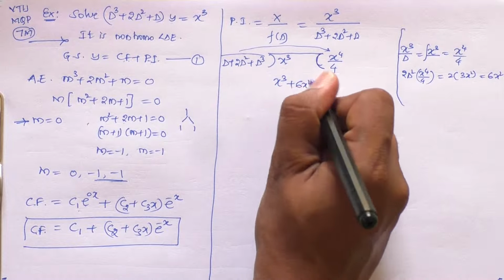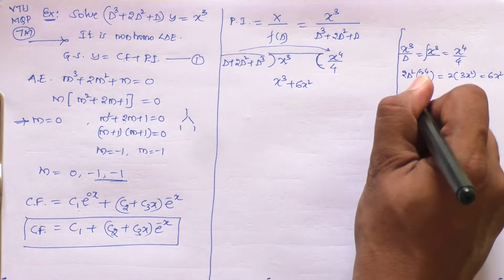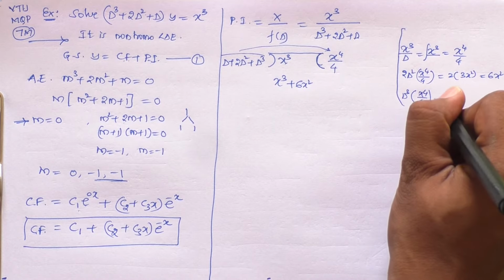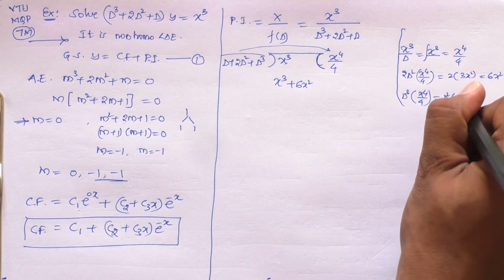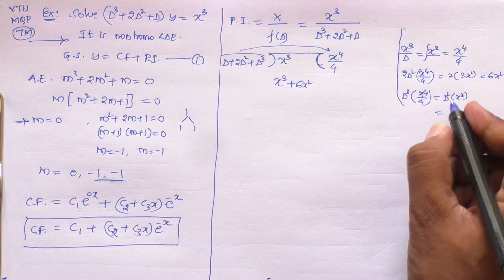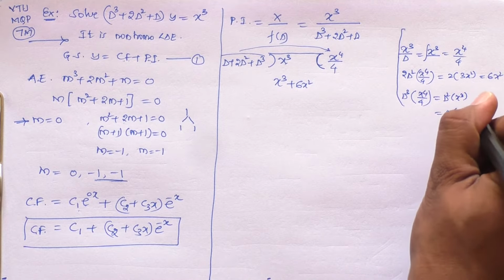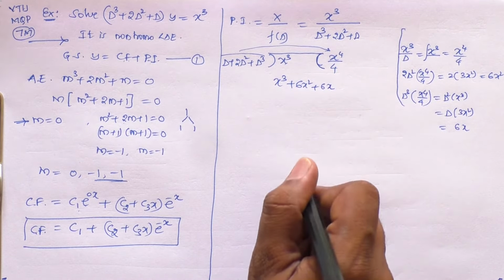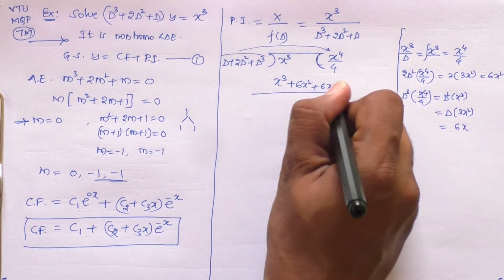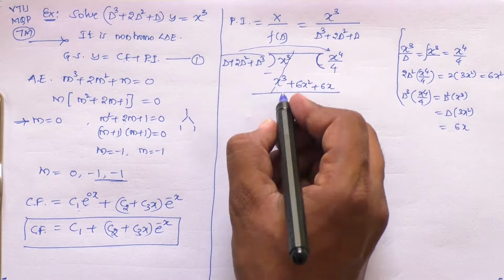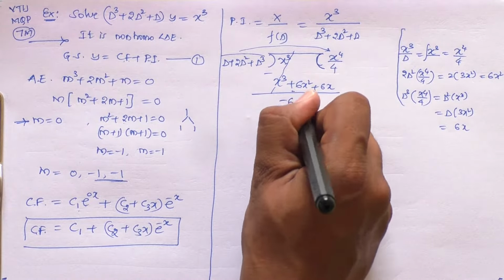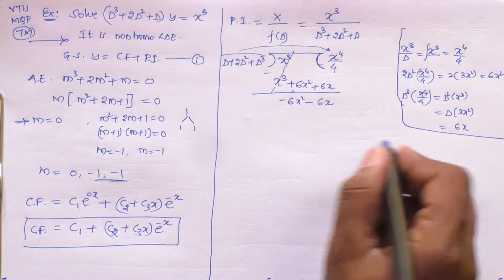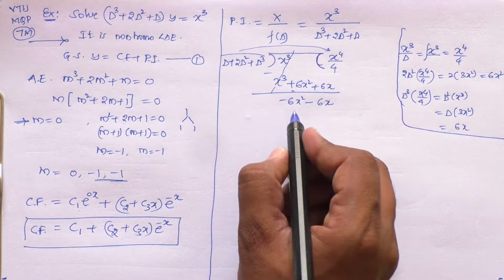Next, D cube of x raised to 4 by 4. Once you differentiate, it will be x cube; another time, 3x square; another time, 6x. So now subtract: x cube minus x cube cancels, leaving minus 6x square minus 6x. Again we need to choose the quotient until we get remainder 0.